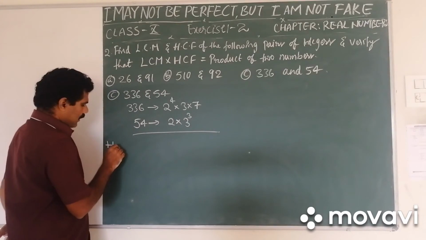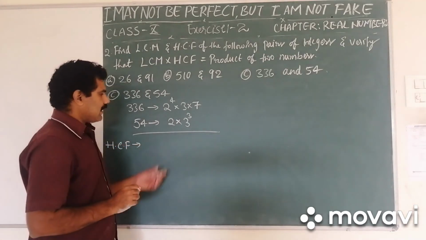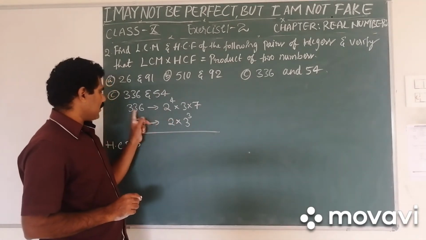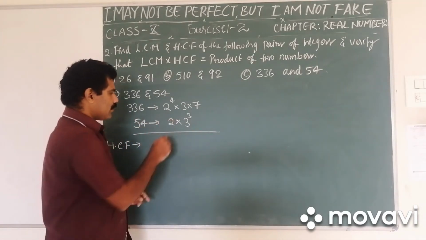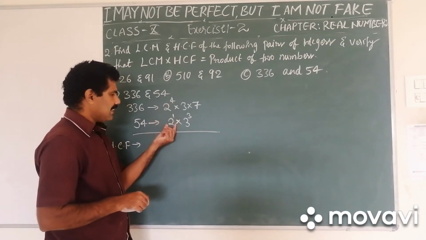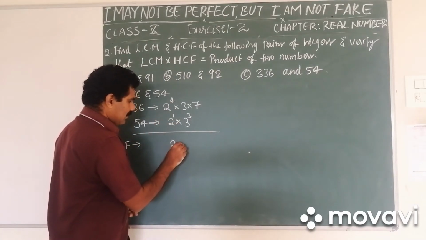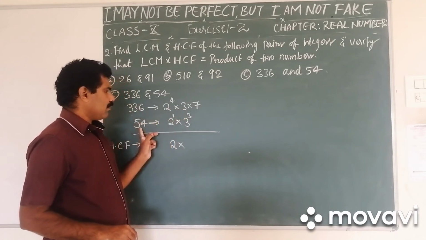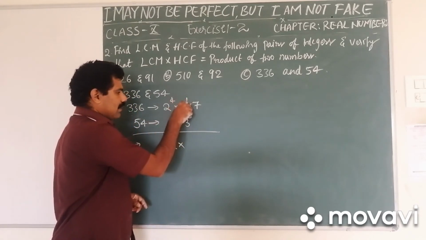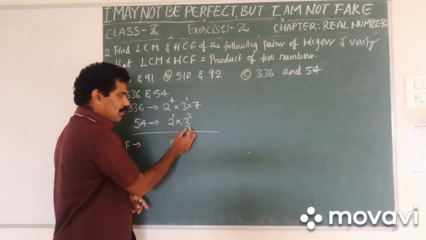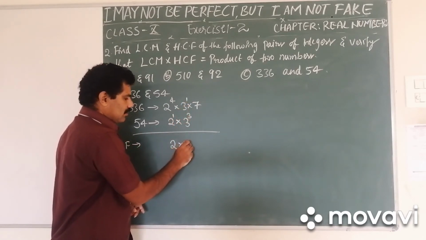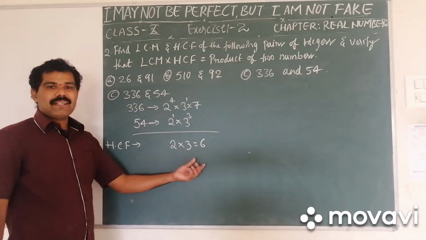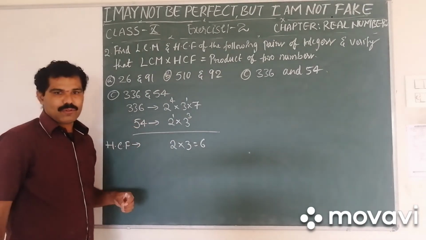So what is the rule for HCF? We have to take the common factor with the least power. Here 2 is common for both 336 and 54, and the power here for 2 is 1 and here 4. So we have to take least. That is 2 to the power of 1, that is 2. And here 3 is common for both 336 and 54, and the power here for 3 is 1 and here 3. So we need to take least power. Here 1 is least, so I have to write 3 to the power of 1, that is 3. So 2 into 3 is 6. Now 6 is the HCF of 336 and 54. Now let us find LCM.